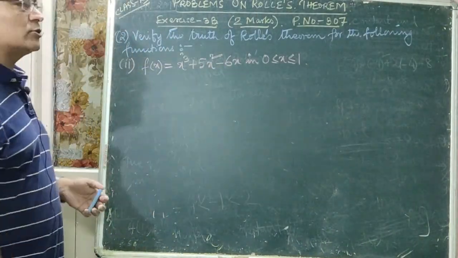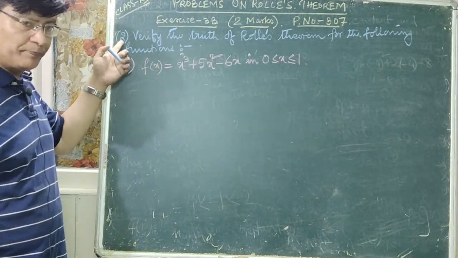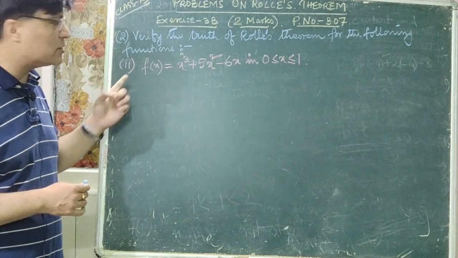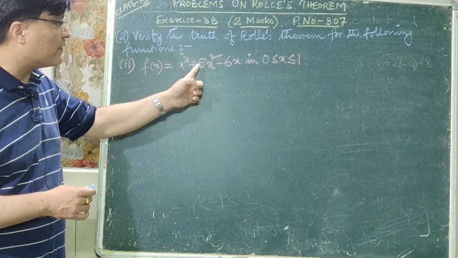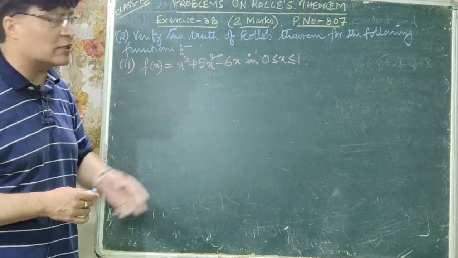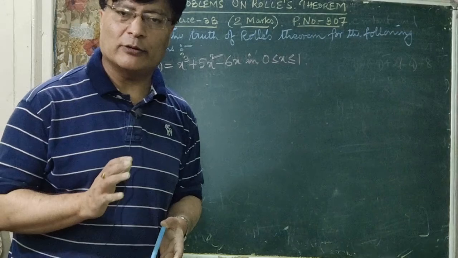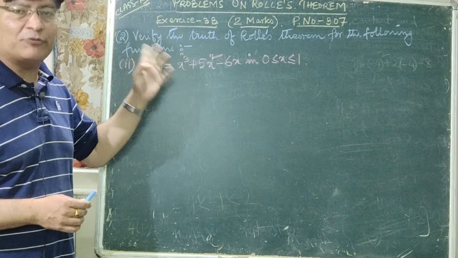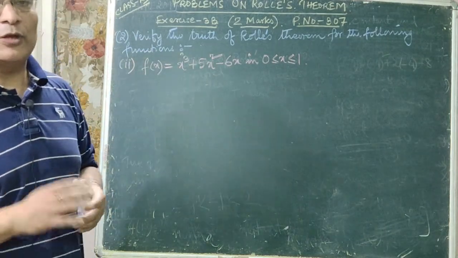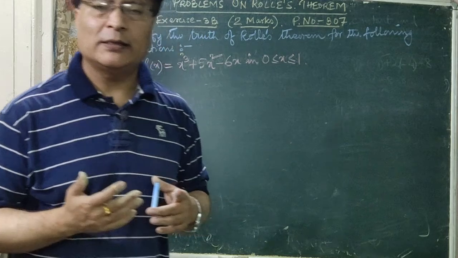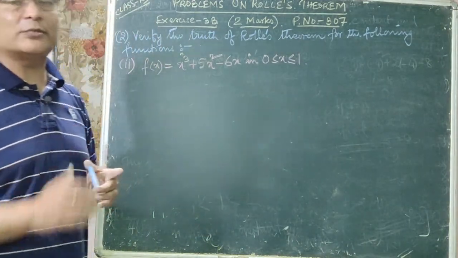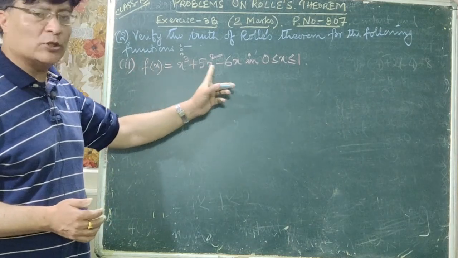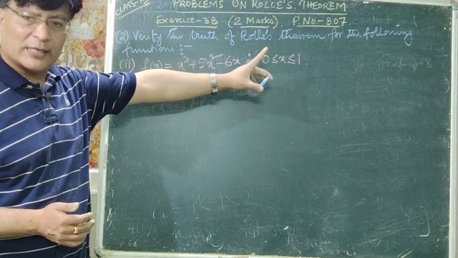Now we'll do the next question, that is question number 2 of number 2. You have to verify the truth of Rolle's theorem for the following function, that is f of x is equal to x cube plus 5x square minus 6x in the closed interval 0 less than or equal to x less than or equal to 1. So this is also a polynomial function of degree 3. As you know that a polynomial function of any degree is continuous and differentiable in its domain. So here the function f of x is continuous in the closed interval 0 less than or equal to x less than or equal to 1.